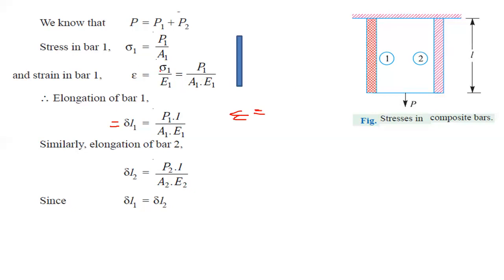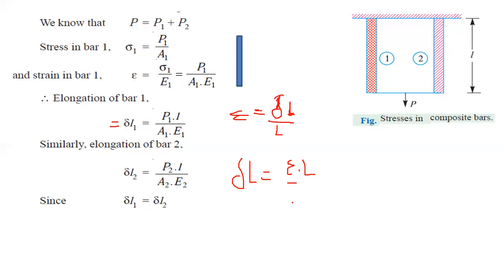Delta L by L is another formula for strain, where delta L is the deformed length or change in length. Here we already know the strain equals P1 by A1 E1. If you want to find the value of change in length, then strain into original length is the formula for change in length. So you have to substitute the value of strain equal to P1 by A1 E1.